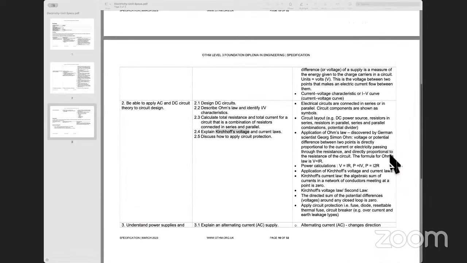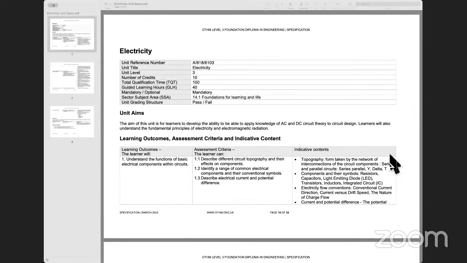Now, in order to discuss the three learning outcomes, we'll go through some of the presentations and slides that I've created, and each of the learning outcomes and the assessment criteria will cover some of the key topics that are given in the indicative content in a bit of detail. So let me move you over to the slide that I've prepared, and we'll start off with the concept of electricity. So give me just 1 second.